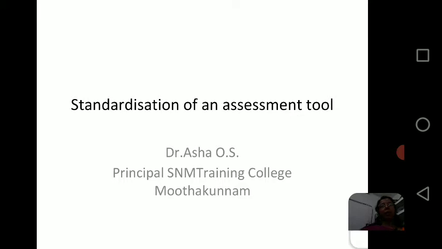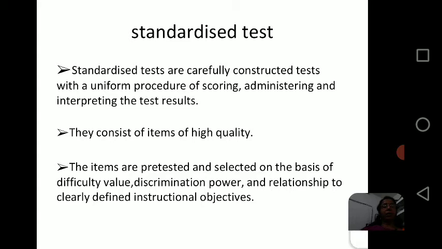And the construction procedure is mainly explained with regard to a teacher made test. Actually, a teacher made test and a standardized test are achievement tests. We can see what is the peculiarity of standardized test. Standardized tests are carefully constructed tests with a uniform procedure of scoring, administering and interpreting the test results.